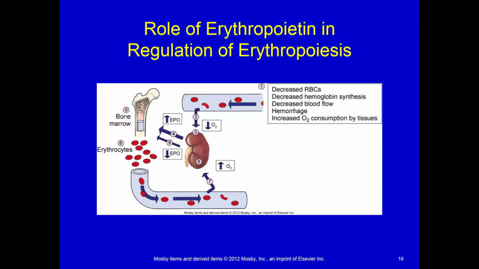So here are some more reasons why you might see an increase in erythropoietin. Decreased red blood cells, so if someone's anemic, you're going to see erythropoietin kick into gear. Decreased hemoglobin synthesis, so you've got decreased hemoglobin on those red blood cells. Decreased blood flow, as Blake mentioned. Hemorrhage, loss of blood in general. And the one thing we didn't necessarily say, but I'll say it here because it's on the screen, is that increased oxygen consumption by the tissues can also stimulate erythropoietin and erythropoiesis. What would be some examples of that?